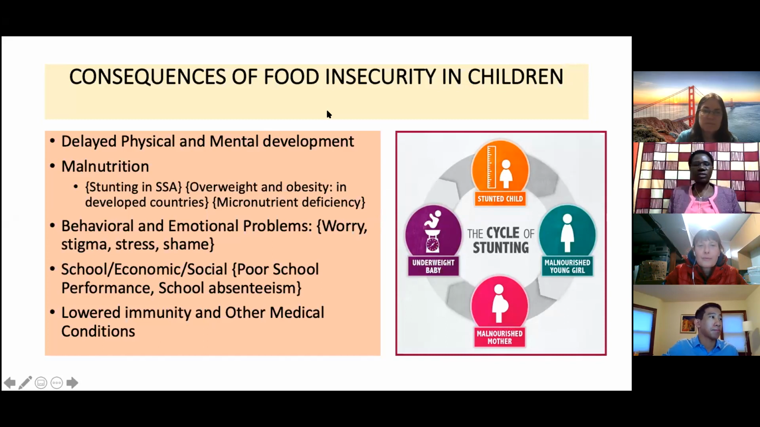The consequences of food insecurity include impaired growth, mental development, and malnutrition. For sub-Saharan Africa, it is more stunting, but in some countries there's also quite a bit of overweight and obesity. Micronutrient deficiency can really be a silent malnutrition. The third aspect is mainly behavioral and emotional problems. For school-going children, there is poor performance or absenteeism. And lastly, we see a whole array of lowered immunity and other medical conditions. So a child affected in early infancy or early childhood would end up a stunted child, and later a malnourished adult, and all that affects the whole cycle of their life.